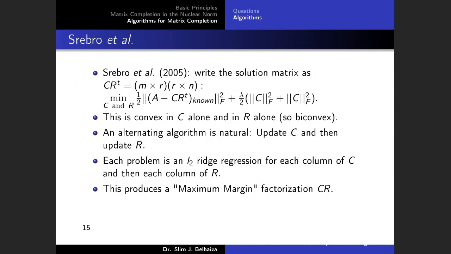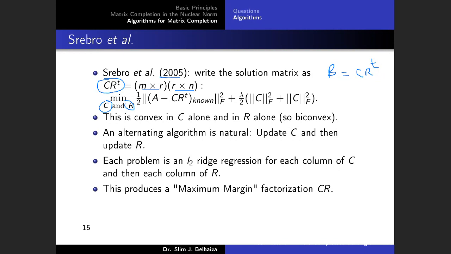And the next development, which is in fact an MIT thesis by Srebro and his advisors, the paper actually appeared in 2005. They wrote the solution as a CR factorization. So instead of working on B, they worked on B equals CR. That's why seeing factorization previously was quite important. So C is M by R, and R is R by N. They wanted to find the C and R such that this objective is minimized.